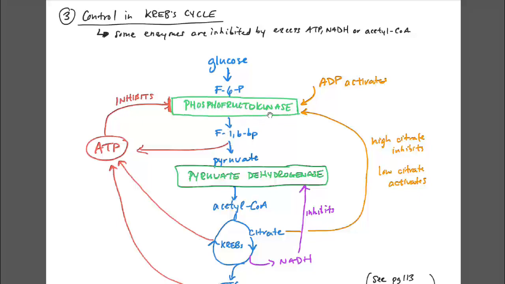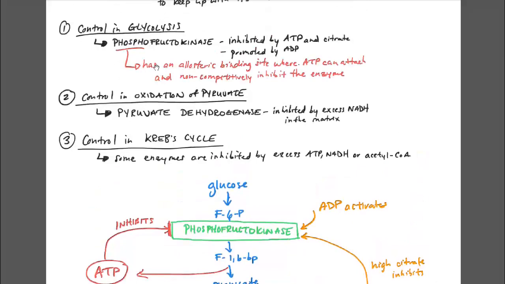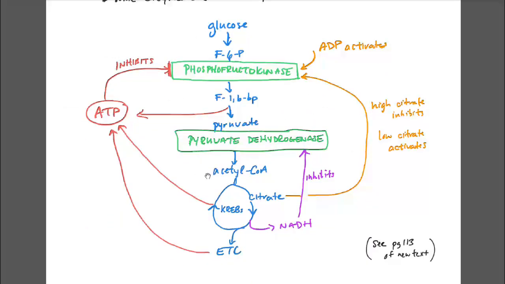So this guy is very important. It's an allosteric enzyme that can be inhibited. I've listed it up here for you. It has an allosteric binding site where ATP can attach and non-competitively inhibit the enzyme. So you can have ATP being produced. If I've got a ton of ATP, then I really don't need to run through glycolysis at all. I may as well stop it before I waste any more energy. So ATP can come back and stop it.